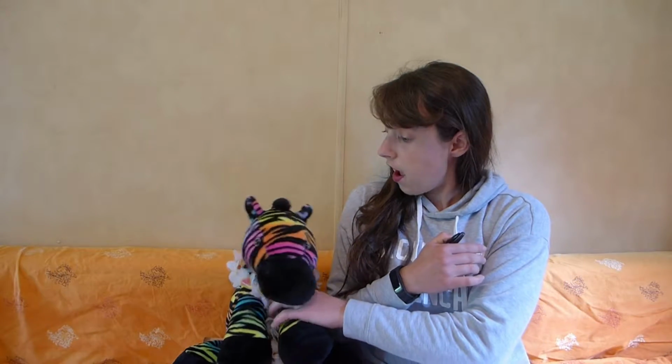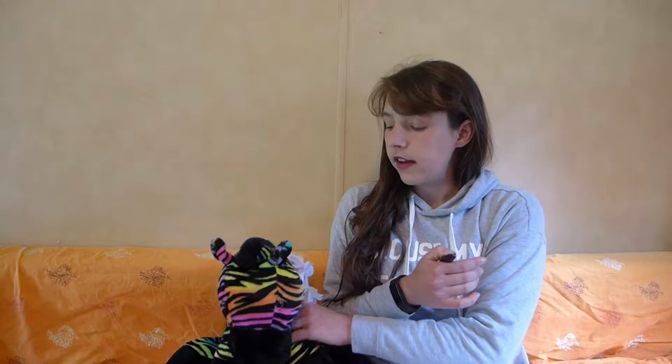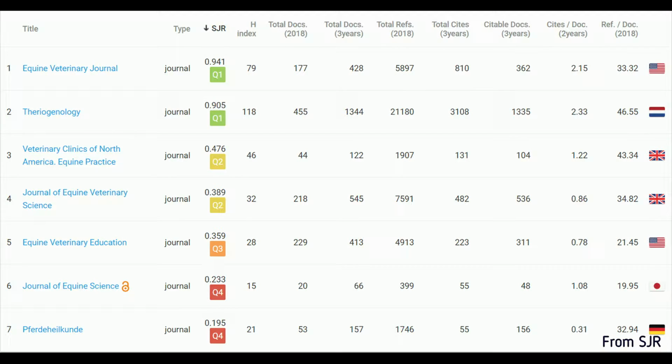The other thing as well is that you can have a niche effect. For example, equine sciences is a very restricted subject really. If you look at, for example, the Equine Veterinary Journal, which is one of the biggest journals in equine sciences, the impact factor is only 0.941. So please bear that in mind.